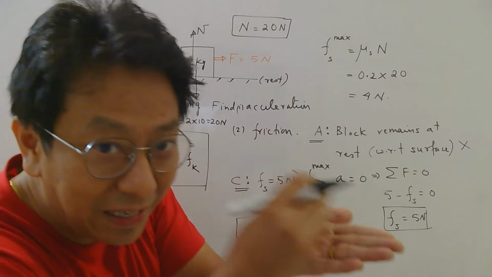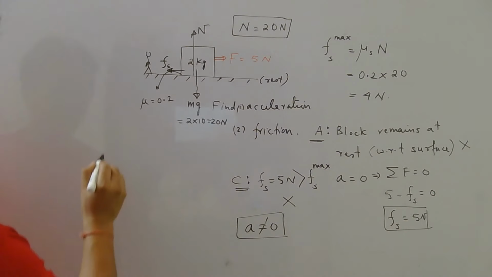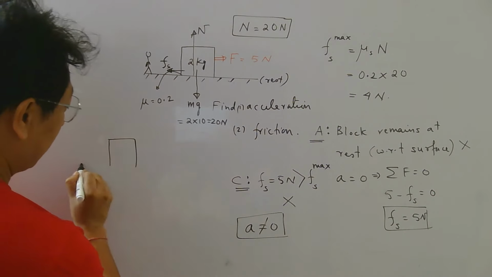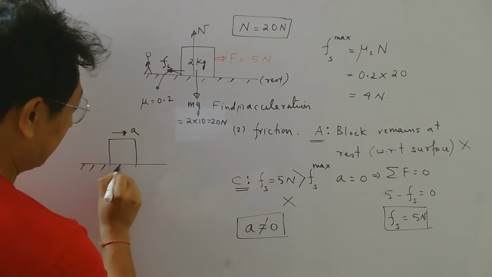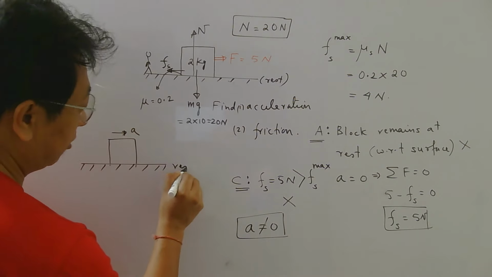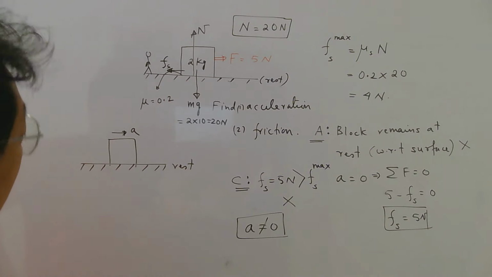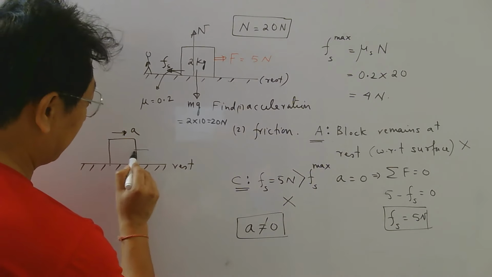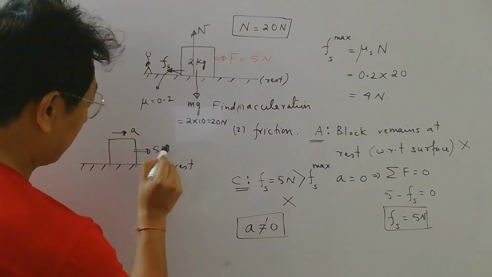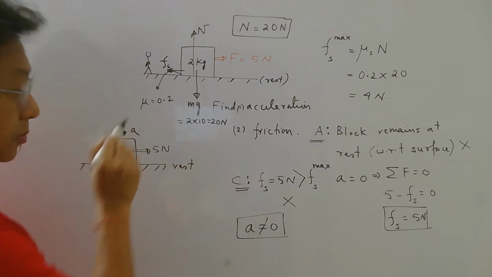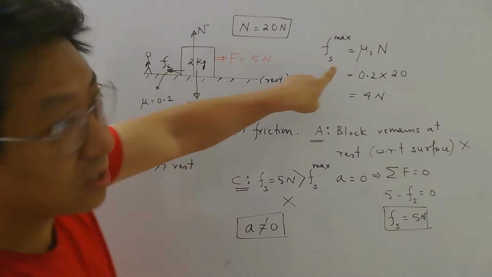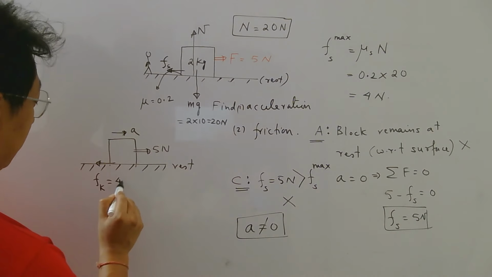Slipping means it is sliding on the surface, right? So we came to know that our block here is actually accelerating with respect to the surface below. The surface below is at rest, remember. And the force acting here is 5 Newton. And here kinetic friction will be there. And in this problem, kinetic friction will be the same as maximum static friction, 4 Newton.